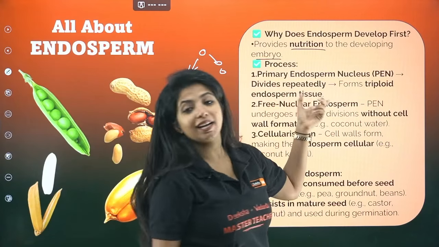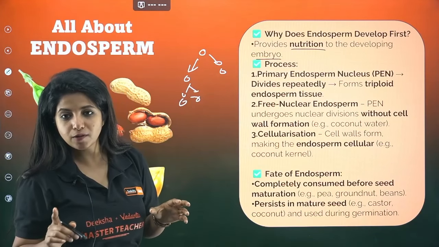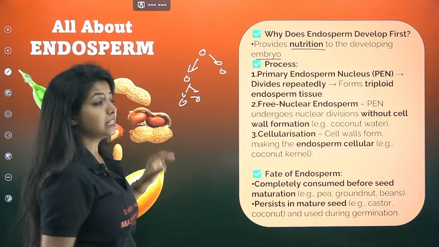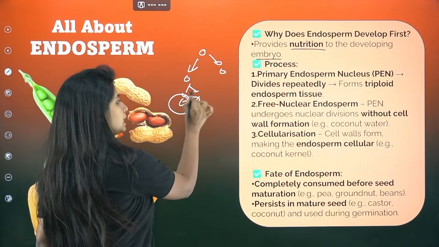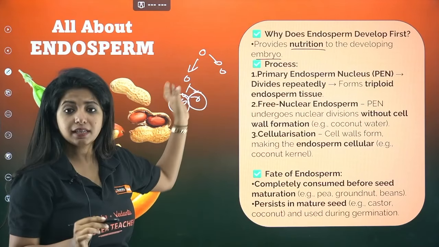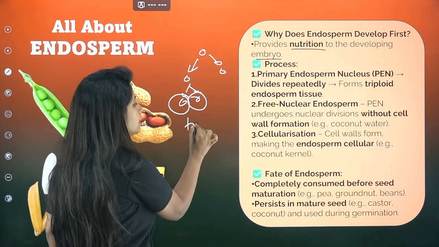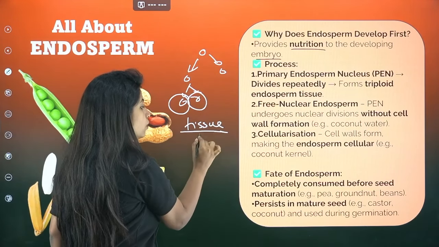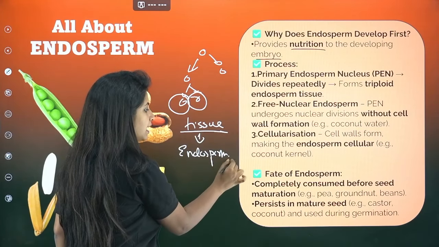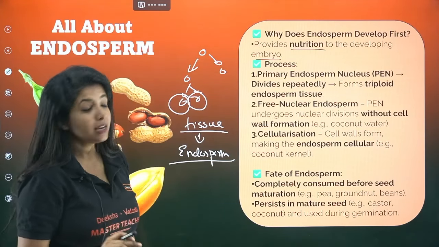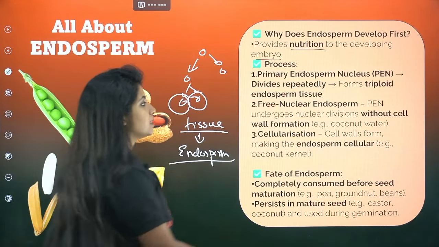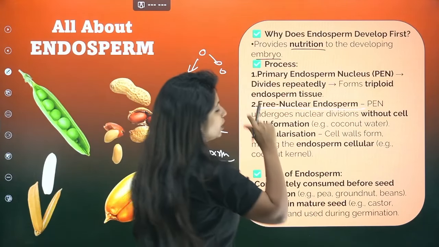It forms triploid endosperm tissue. When does it form triploid endosperm tissue? Listen carefully. The nucleus has divided, and some nuclei will be covered by cell wall. If yes, you are making cells, and these cells come together to form tissue. You call this endosperm tissue, or just endosperm itself. Some nuclei will not be surrounded by cell wall, and you call this the free nuclear endosperm.